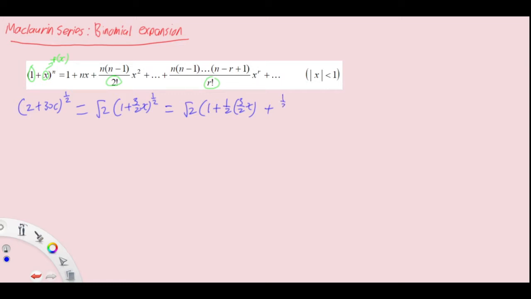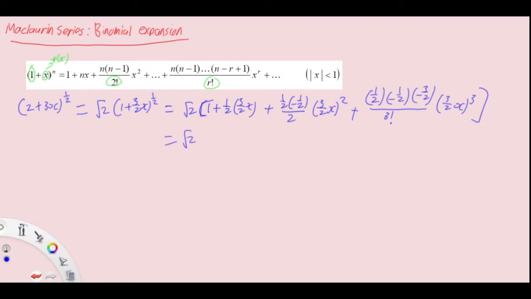times half minus 1, so half times minus half over 2 factorial, so over 2 times x squared, so it's not just x squared, it's 3 over 2x whole thing squared, plus again x cubed. So let's say we only want to expand up to x cubed, so this will be the last term, so half times half minus 1, half minus 2, which is minus 3 over 2, over 3 factorial, which is 6, but I'm just going to write 3 factorial for now, times 3 over 2x the whole thing cubed. Okay, then obviously plus dot dot dot, I'll add it later on.